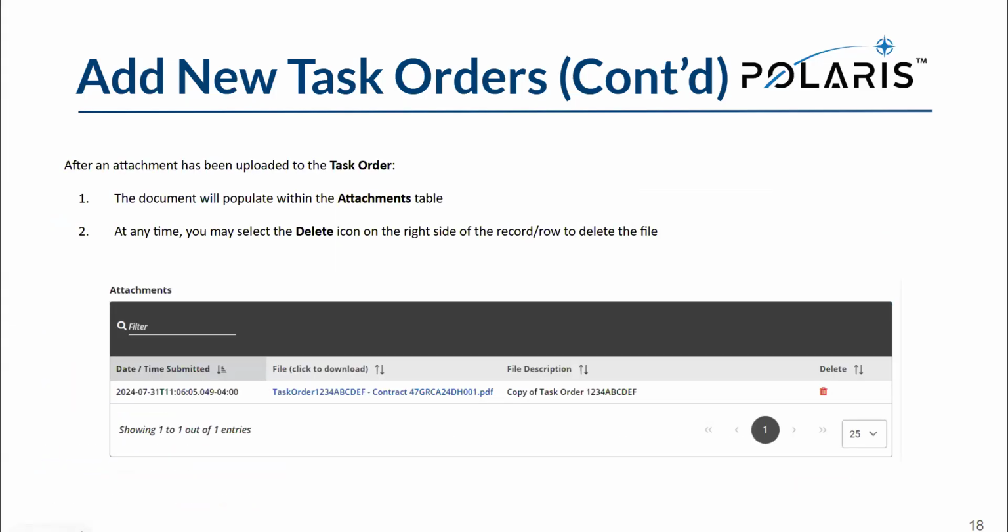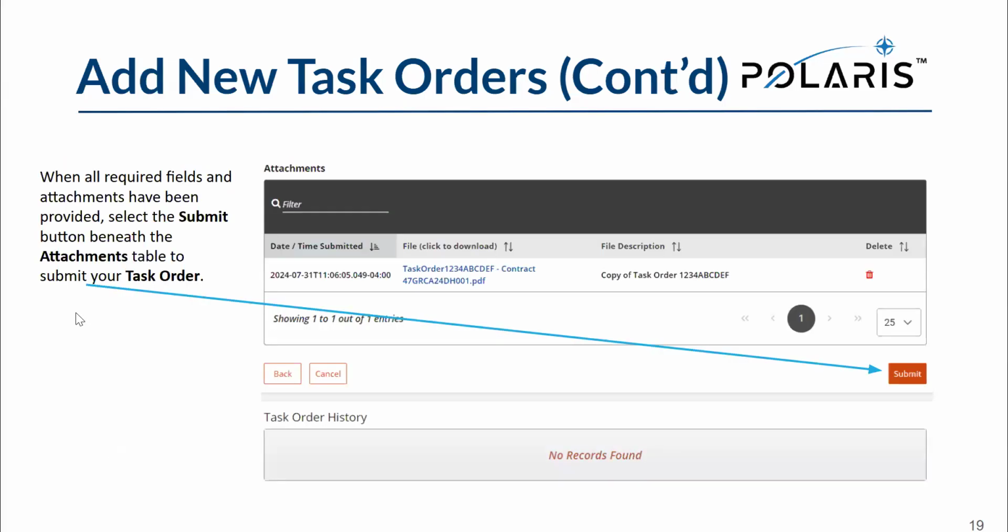After the attachment has been uploaded to the task order, it will reflect within the attachments table. At any point, attachments can be removed from the table using the delete icon to the right of the file. Once all required fields and attachments have been provided, select the Submit button to complete your task order submission.